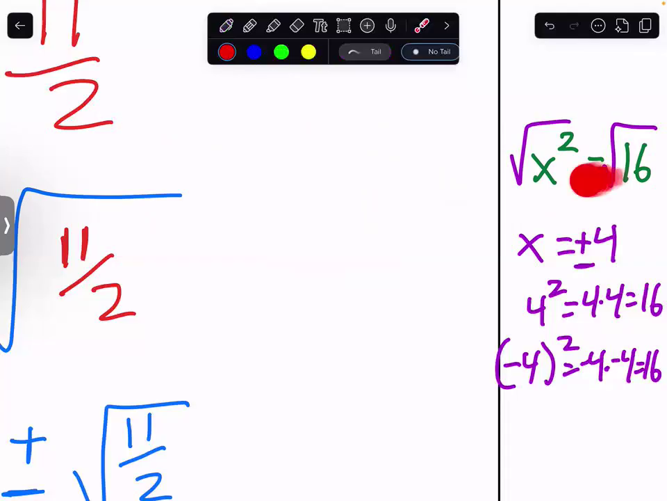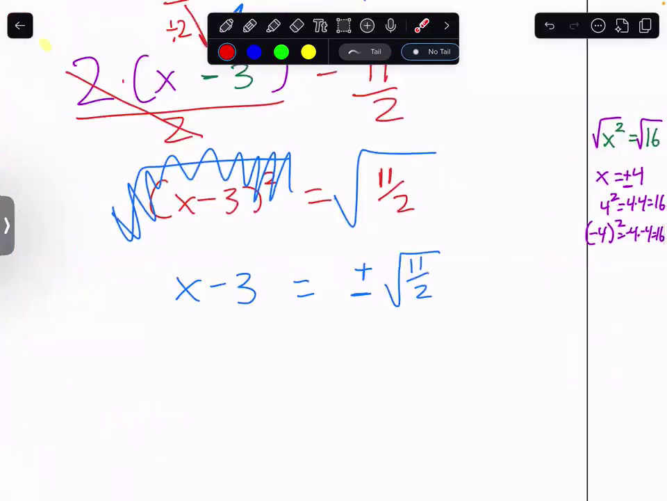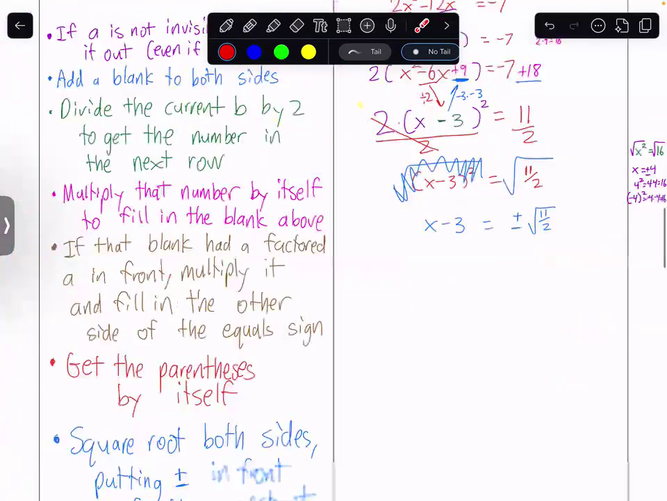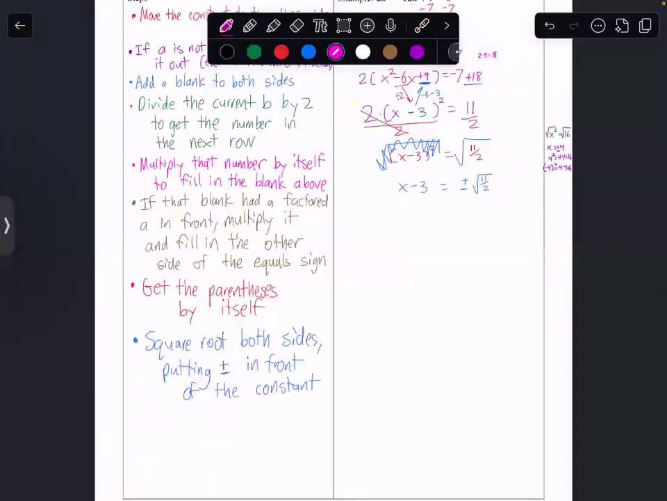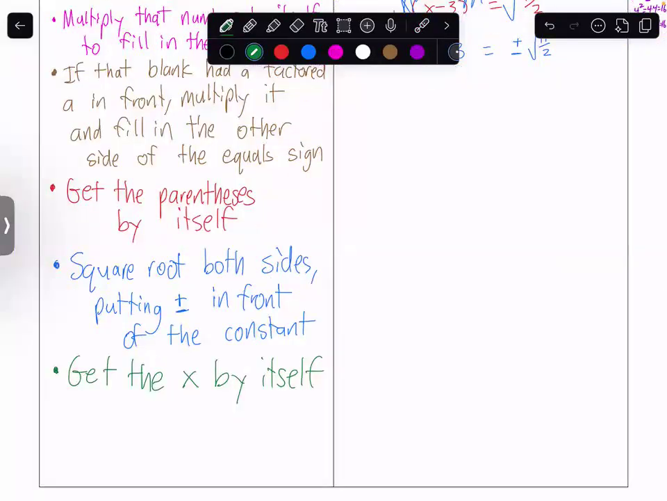Okay, so this is true no matter what number the x squared equals. You always put the plus minus sign. So that's why over here, again, even though the radical doesn't simplify, you put the plus minus sign. Okay, and then we're on the very last step. So last step is to get the x by itself.